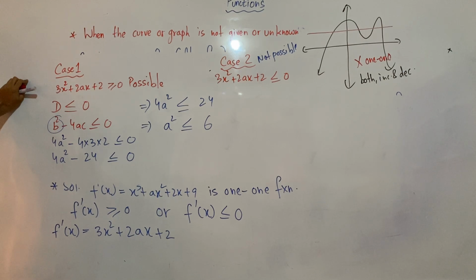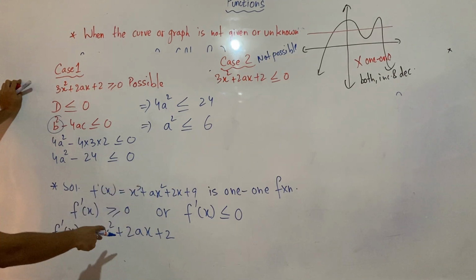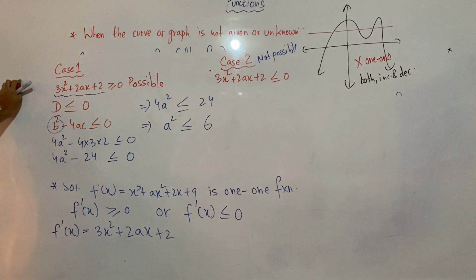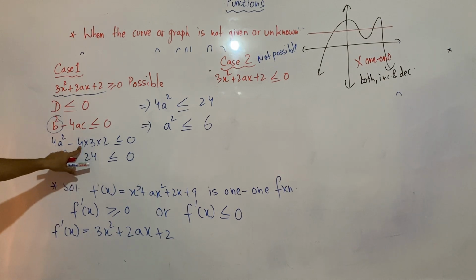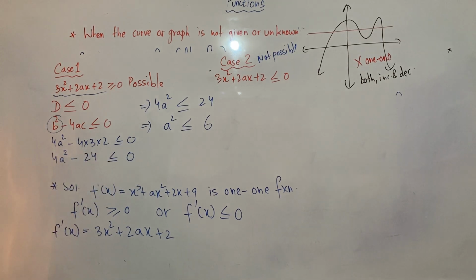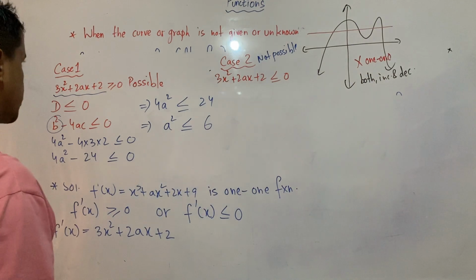All right, so is that right? 3x square plus 2ax plus 2. b square minus 4ac: 4a square minus 4 times 3 times 2, 4 times 3 is 12, 12 times 2 is 24. Yeah, that's right.